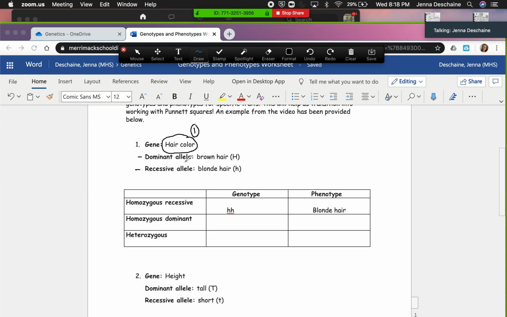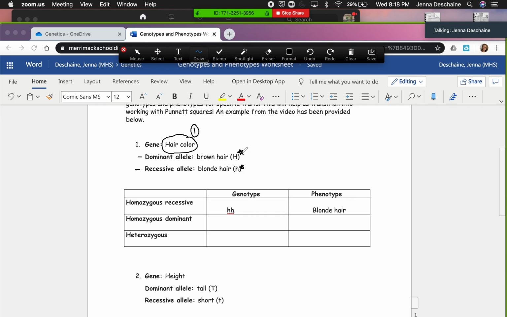So in this case, I've made the dominant allele brown hair, and I'm going to abbreviate or represent brown hair with a capital H. Okay, so that is how I'm going to know that this is a dominant allele for brown hair. All right, and the recessive allele here is blonde hair, and I'm abbreviating that with a lowercase h. Okay, so if I see a lowercase h, that means I have an allele for blonde hair.